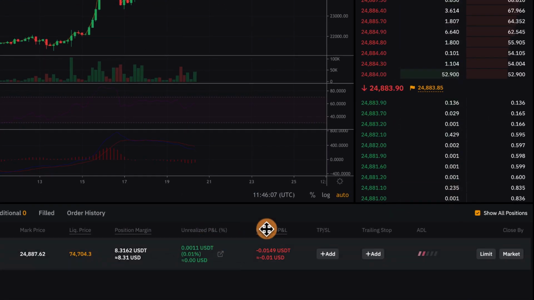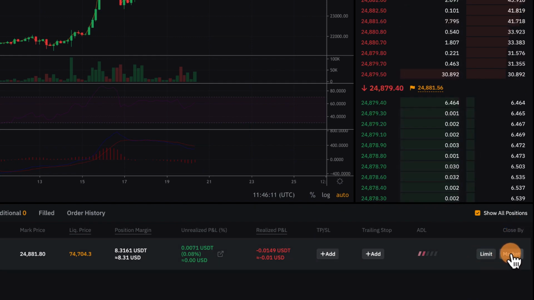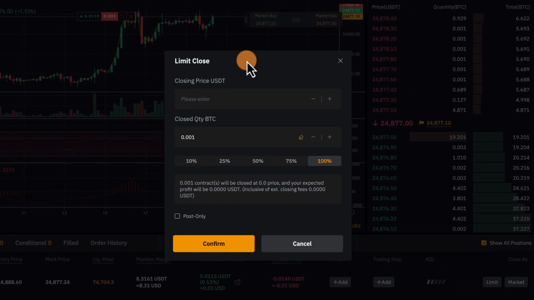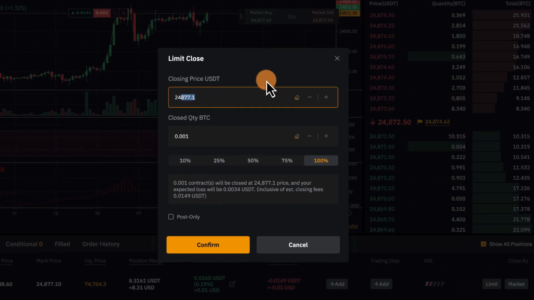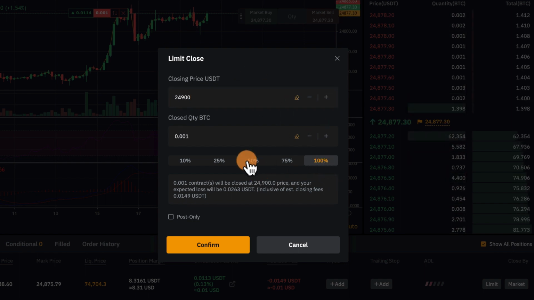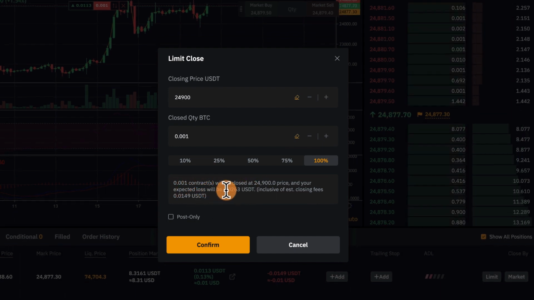But if I'm in profit, I can always close this trade by clicking on market. So it will close the trade as per the current market, or I can always place a limit order. So I'll say, when the price hits 24,900, please sell my Bitcoin. I can sell half of the portion, or I can sell the entire portion. And the best part, Bybit also shows how much profit you are going to make.